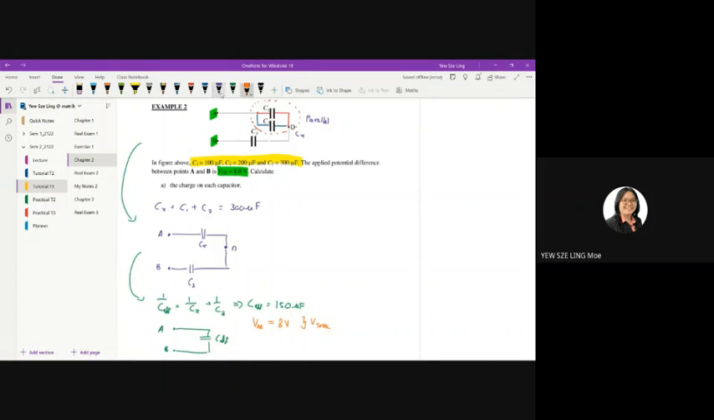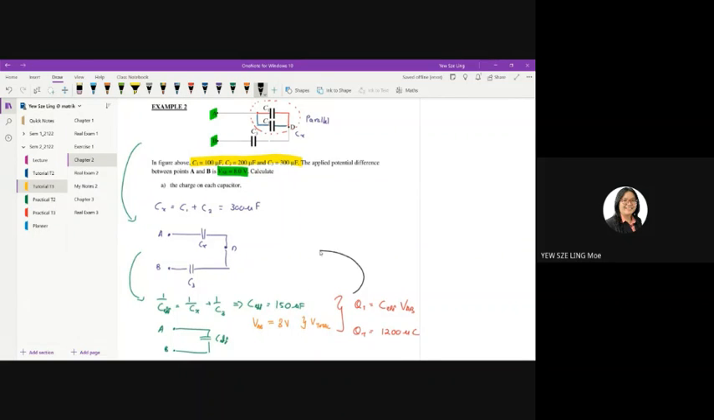So by combining these two pieces of information, you will then be able to identify the total charge in the circuit. The total charge in the circuit, Q total, is now equal to C effective times VAB. So Q total equals 1,200 microcoulomb.